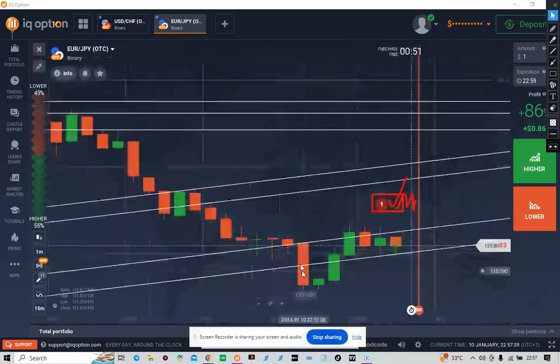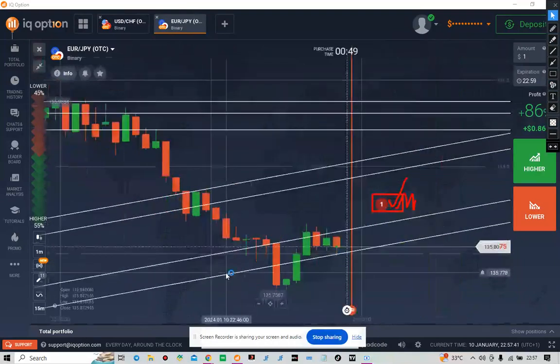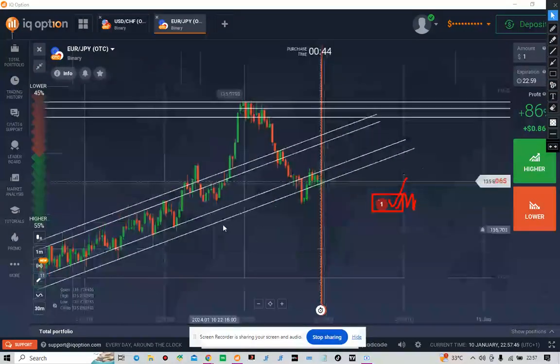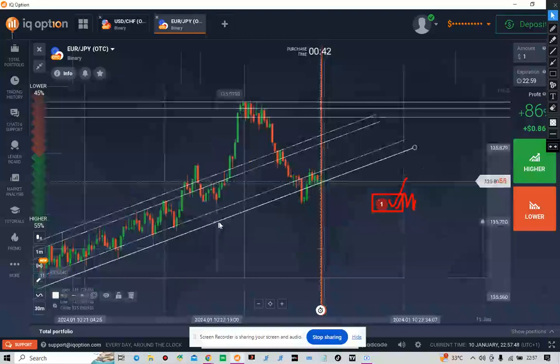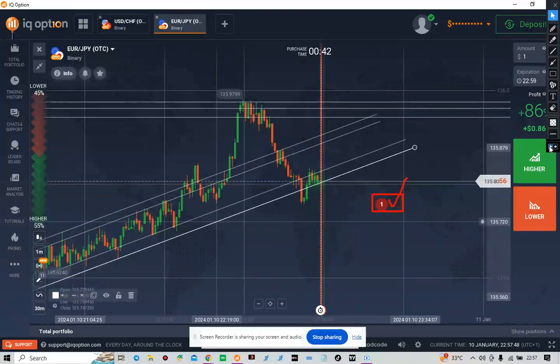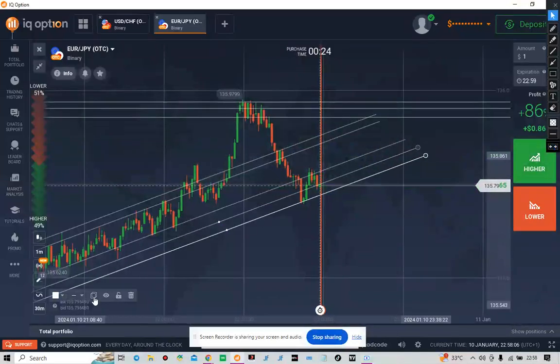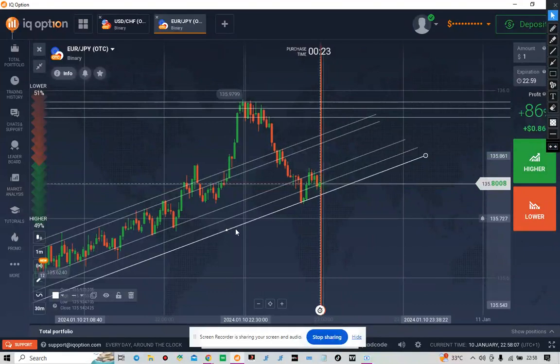So if I want to draw the next line, this is what I'm going to do. I don't need to find another level to draw. I will just clone the line and place it below this level here.